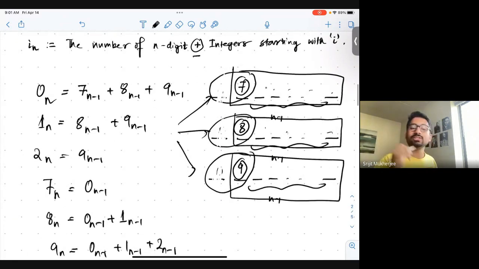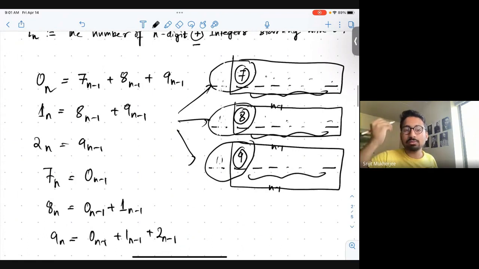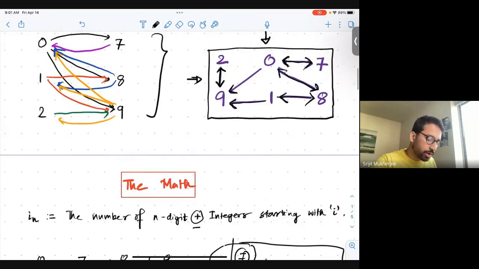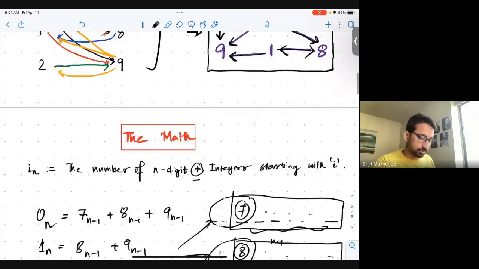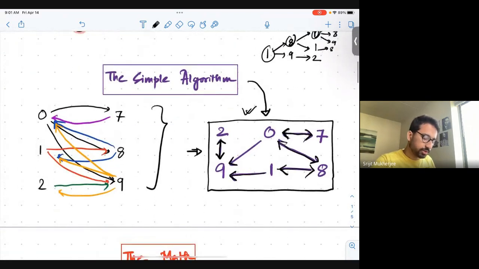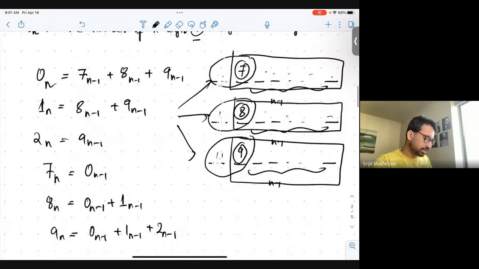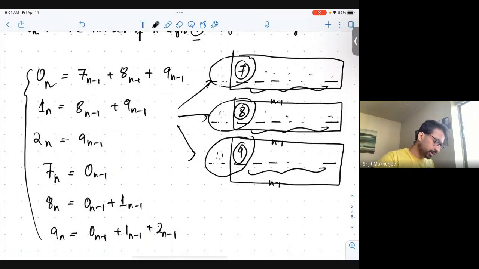So 0n is equal to 7n minus 1 plus 8n minus 1 plus 9n minus 1. Now 1n is equal to 8n minus 1 and 9n minus 1, just following this algorithm. So if you write down this algorithm, this will turn out to be this set of following 6 equations. Now, there is one beautiful aspect that is yet to be revealed. And the aspect is, you can represent this as a matrix.